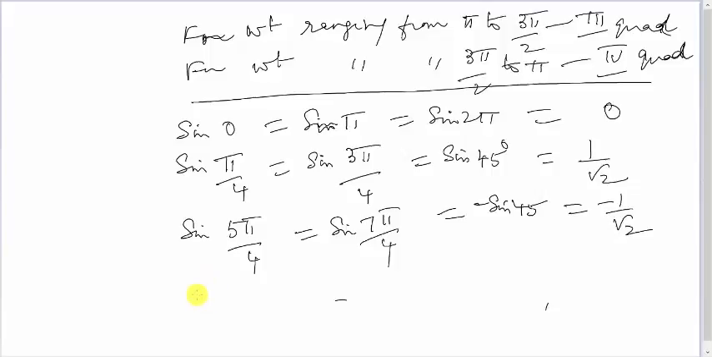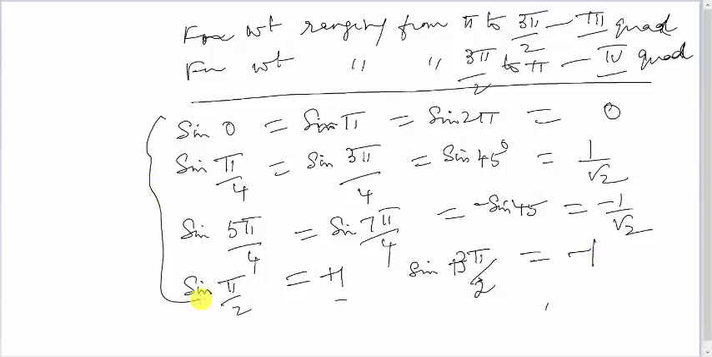Then sine of pi by 2 equal to plus 1, sine of minus pi by 2, that is 3 pi by 2, equal to minus 1. These are the sine values that we are studying. Previously we saw how omega t will settle itself in the first, second, third or fourth quadrant. Now what happens to the sine function? This is how it will vary.